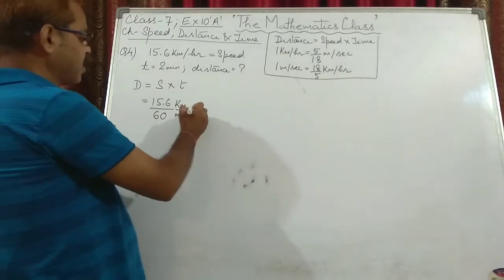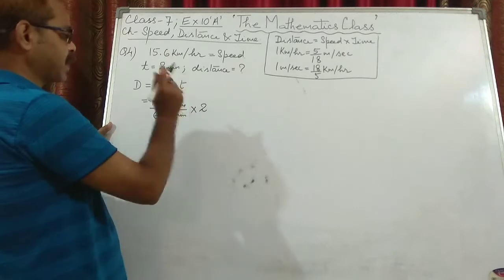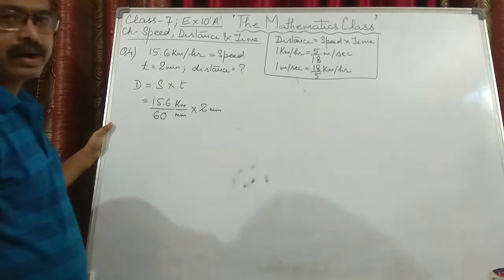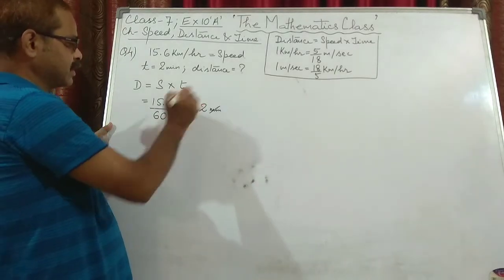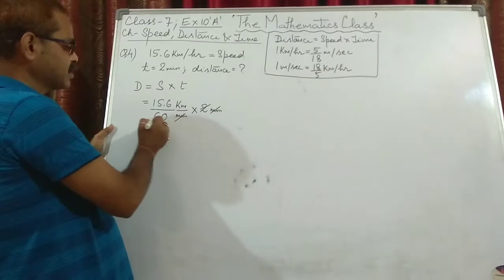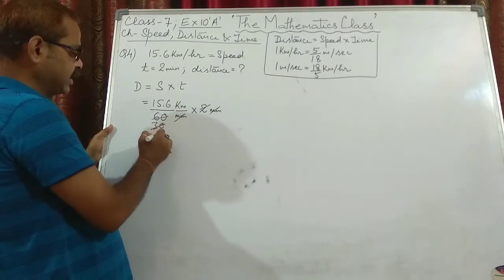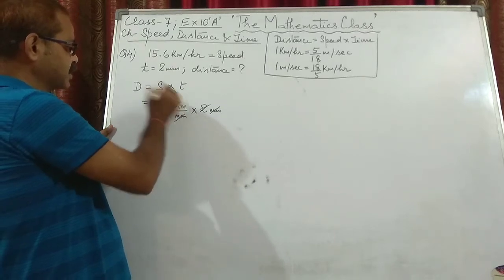And then for how long is he running? For 2 minutes. So multiplied by 2. If you write 2 minutes like this, you can understand it like this. Now minute and minute will cancel themselves. 2 ones are 2, 2 threes are 6, 30. Now 3 tens are 30, 3 fives are 15, 3 twos are 6.